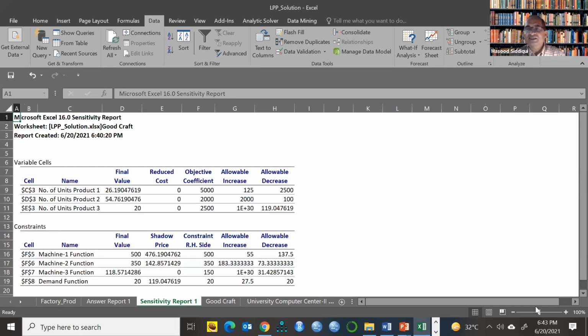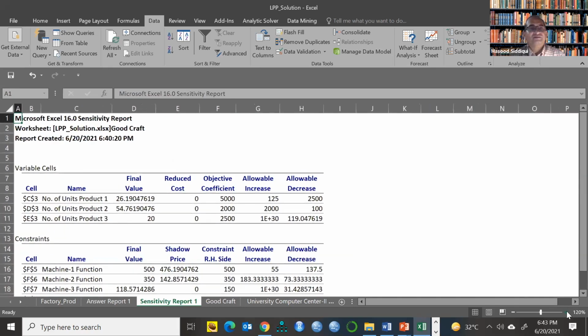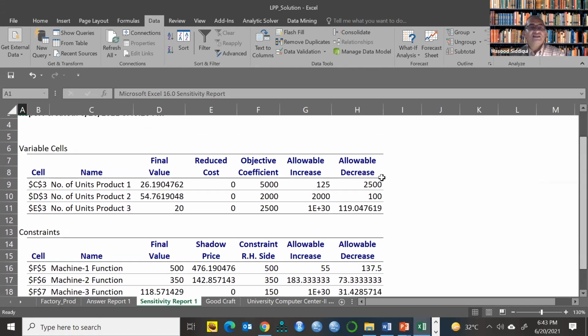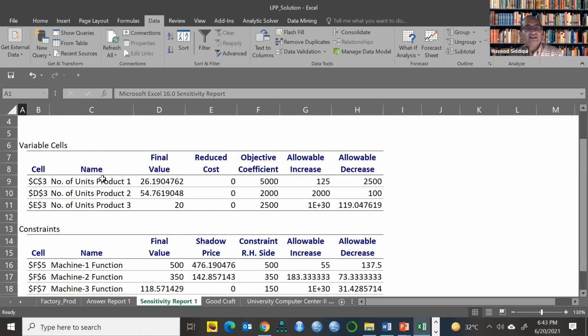Now we are going to discuss the sensitivity report also. So this is our sensitivity report that gives us a number of answers that we have discussed in that slide. First, we would discuss the sensitivity report related to the objective function. Here the recommended solution is that the Goodcraft company should produce 26.19 units of product 1. This policy is being recommended under the condition that it is giving a profit of 5,000 rupees per product.